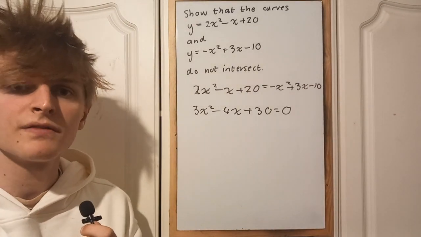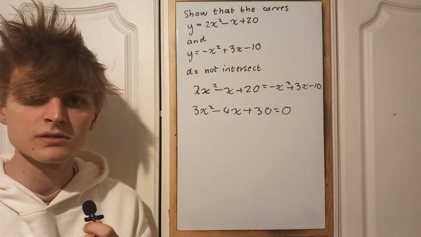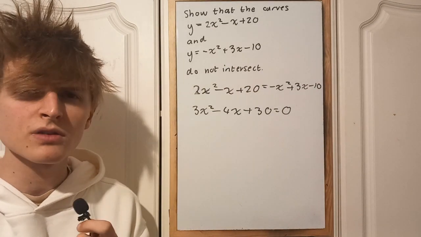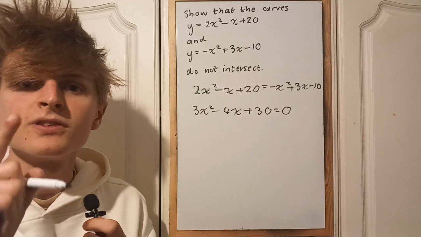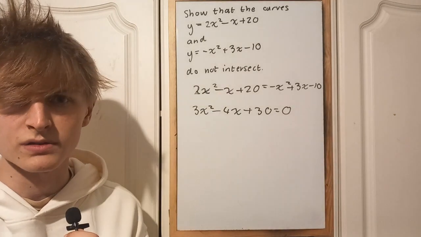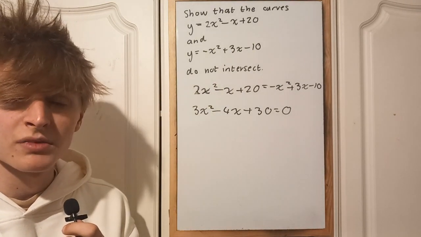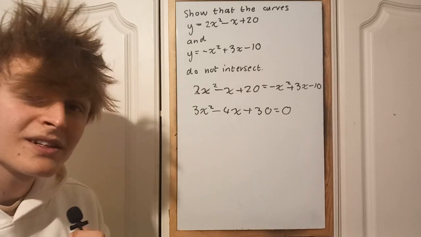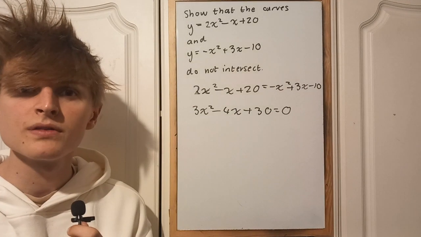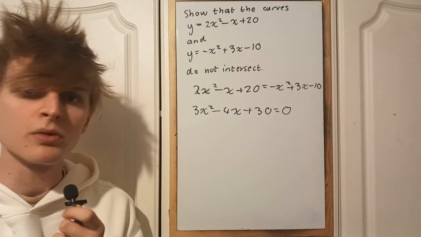But that's the key. If there are no points of intersection, then this quadratic must not have any solutions. Because if it did have solutions, then that would imply there were points of intersection. But how do you show that a quadratic has no solutions? The discriminant. If you remember, the discriminant is what determines whether a quadratic has solutions or not. If the discriminant is negative, there's no solutions. If you don't remember what the discriminant is, you can watch a video online or one of my videos. Anyway, let's calculate the discriminant of this quadratic and show that it's negative, less than 0, and therefore there must be no solutions and therefore no points of intersection.